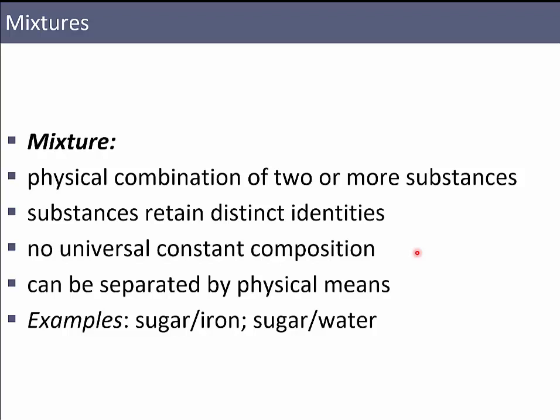They can be separated by physical means. So if you've got sugar and iron, right, you could separate those magnetically. If you've got sugar and water, you can evaporate off the water. So mixtures are separable by physical means. They are composed of two or more substances, and their particular composition can be varied.